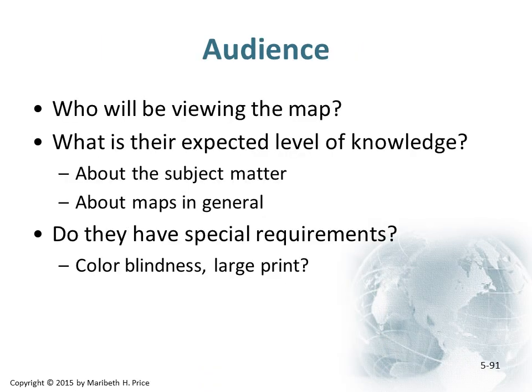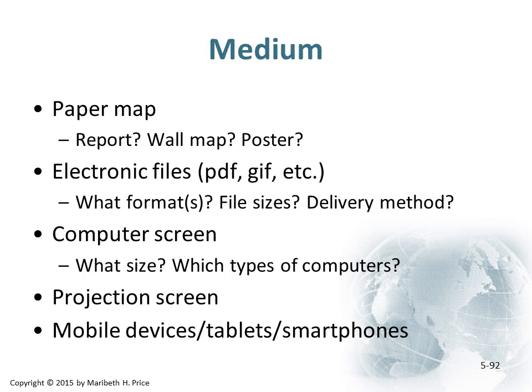Think about your audience. Who are they? What's their level of knowledge and understanding of what you're talking about? Do they have any special requirements like color blindness? Do they need large print because they have poor eyesight? Know your audience. That way you can make a map that well suits their needs. The medium: paper, electronic, computer, projector, mobile devices, or tablets.